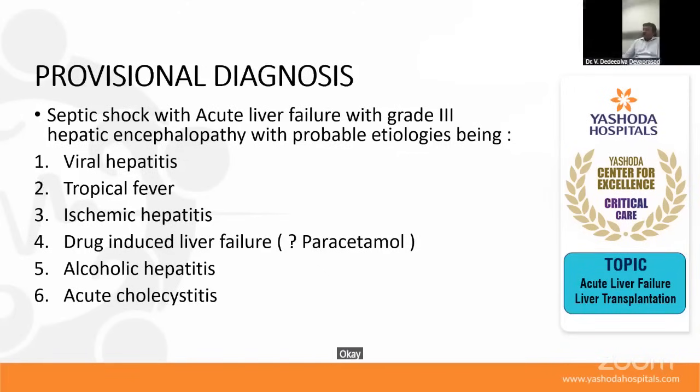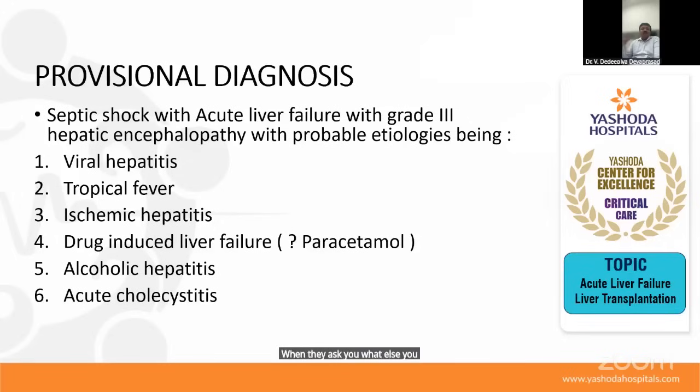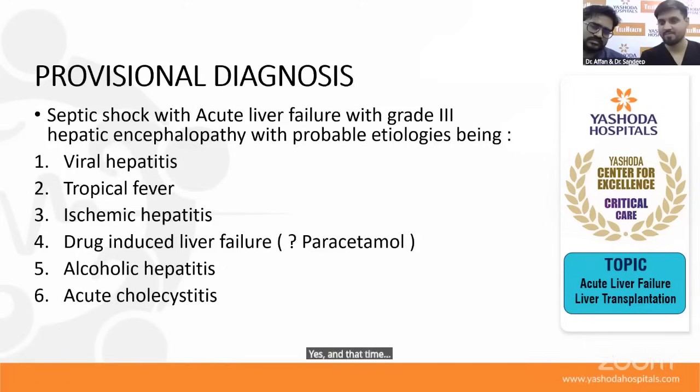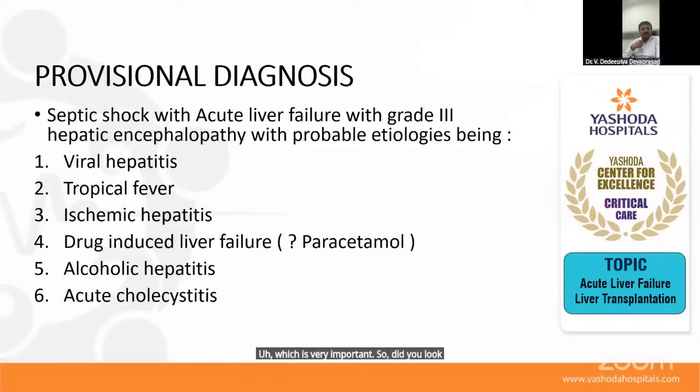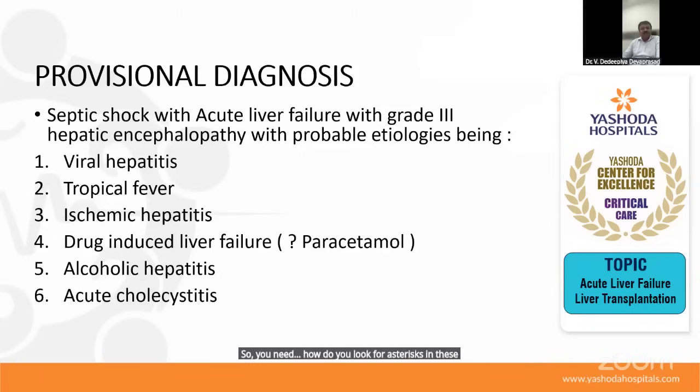Okay. Since you said so much about asterixis, in your clinical examination, did you look for asterixis? When they asked you what else you look for, you said, I look for tone, and you also said you look for Babinski's. And of course, Dr. Shiva told me that you'll have to look for any focal deficits, which is very important. So did you look for asterixis? Yes. How do you look for asterixis in these patients? He's only got M4. Yes, sir.